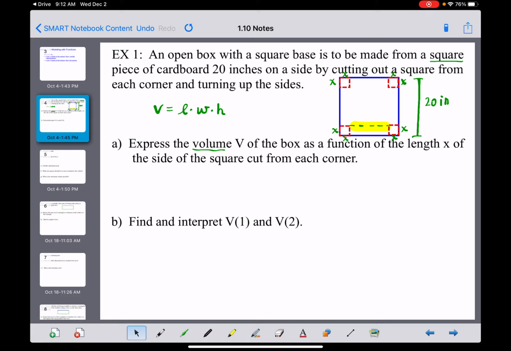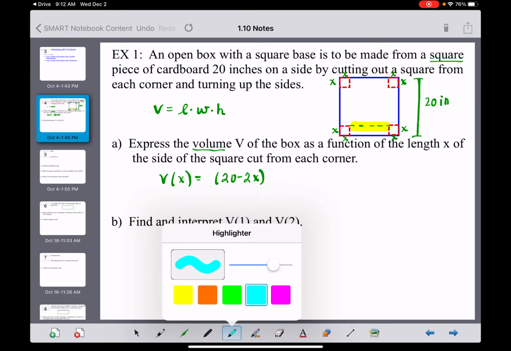So what I have is 20 total. So I'm going to do V equals, and it's actually going to be V in terms of X. It says as a function of X is going to be my length. So it's going to be 20 total, but I'm subtracting an X from each side. So that's going to be 20 minus 2X.